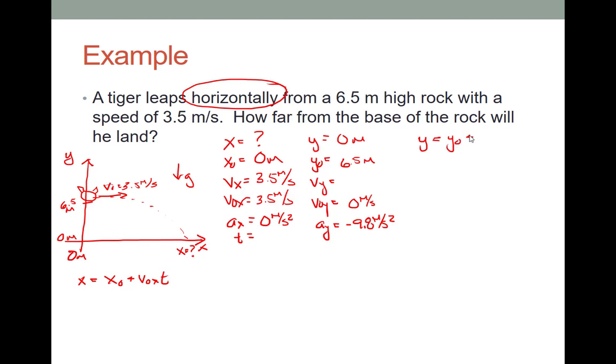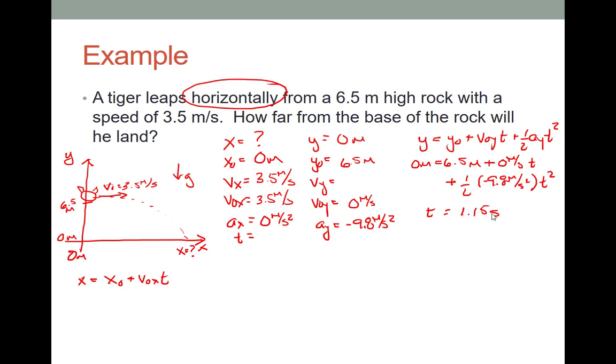So I'm going to start by using this equation. Little space short, but we'll make it work. So 0 meters equals 6.5 meters plus 0 meters per second times time plus 1/2 of negative 9.8 meters per second squared times time squared. Solving for t gives us that t equals 1.15 seconds.